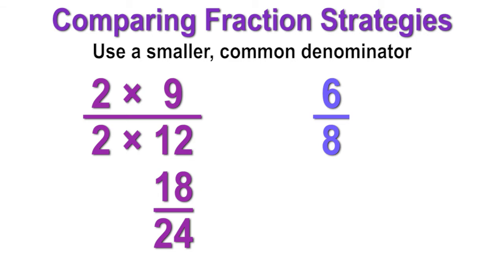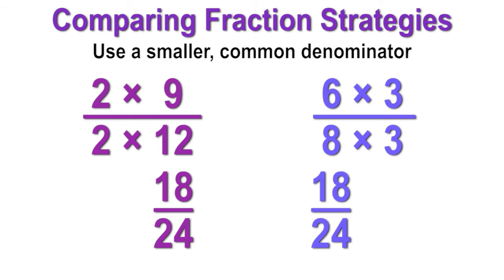Next, looking at 6/8, what do we need to multiply 8 by to get 24? 8 times 3 is 24. So let's multiply the numerator and denominator by 3. This gives us 18 over 24. This shows that this set of fractions is equivalent.